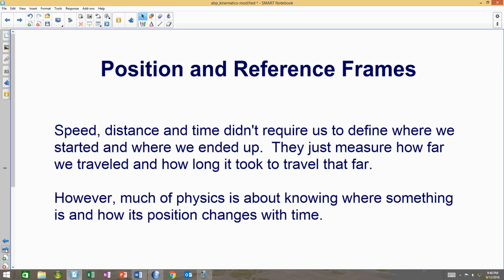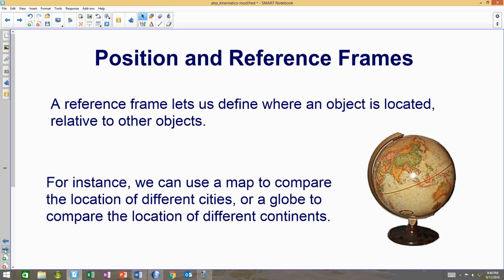However, much of physics is about knowing where something is and how its position changes with time. A reference frame lets us define where an object is located relative to other objects. For instance, we can use a map to compare the location of different cities, or we can use a globe to compare the location of different continents.